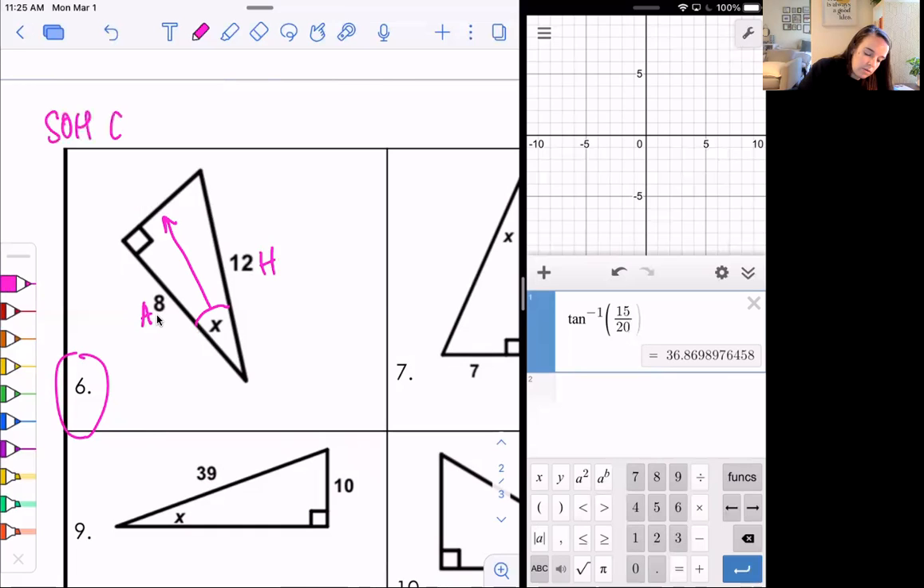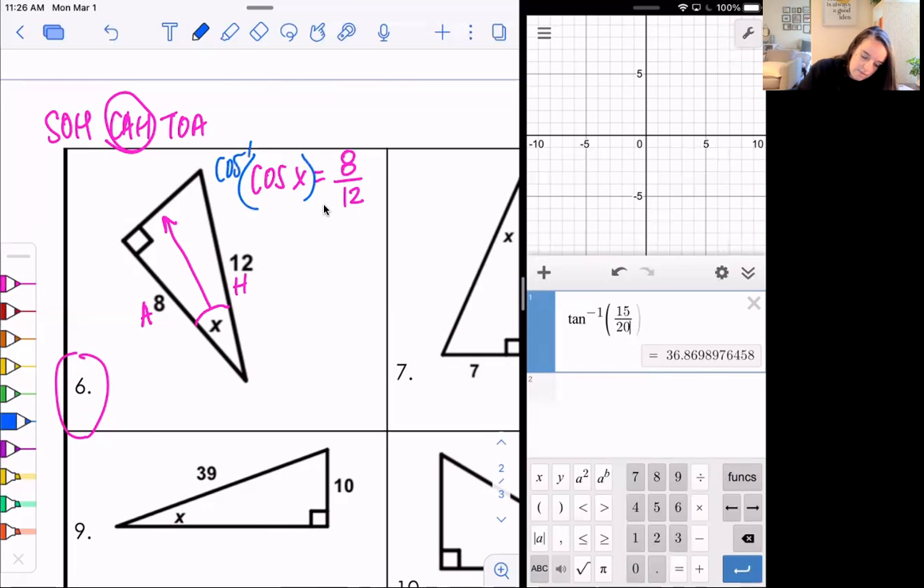Thinking about SOHCAHTOA, A and H is cosine. That's what that C stands for. So I'm going to write cosine of X equals, and then it's A over H. So 8 over 12. A over H. So I have this one here. So what do I use in order to get rid of cosine? I use cosine -1. What I do on one side, I have to do on the other. Cosine -1 cancels. X equals cosine -1 of 8 over 12.